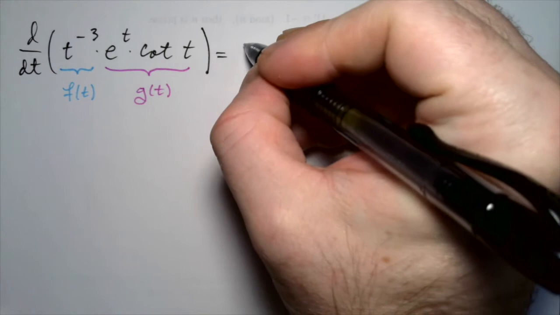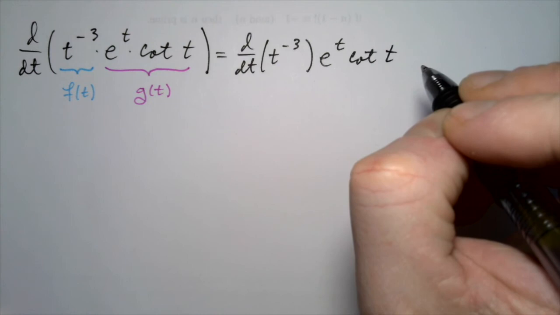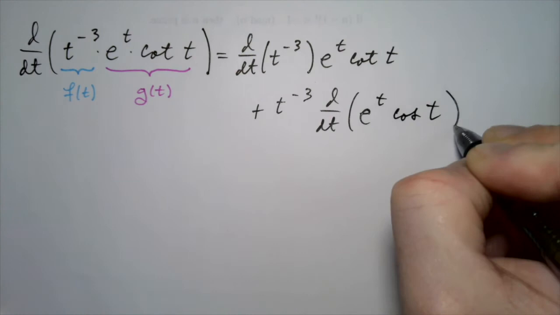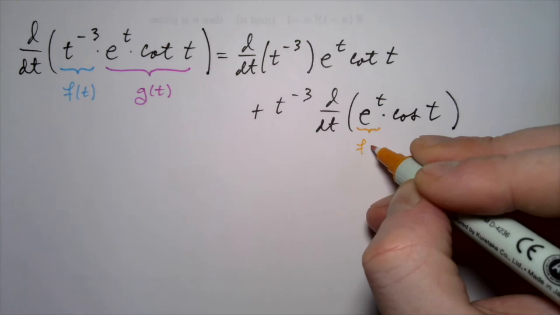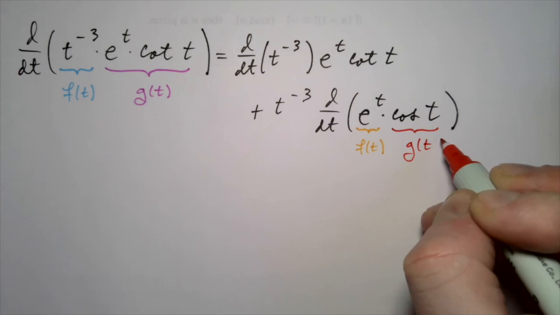Okay, and I'll write out all the steps for you. It's the derivative of the first piece times the second, no problem, plus the first piece, that's t to the minus 3, times the derivative of the second. Now here's what I mean by iteratively apply the product rule. Now that we've applied the product rule once, one of the derivatives in the product rule is again a product of two functions. So I'm going to analyze that derivative itself in terms of the product rule. So I'll be thinking of that e to the t as the first function f, and I'll be thinking of that cotangent of t as the second function g.